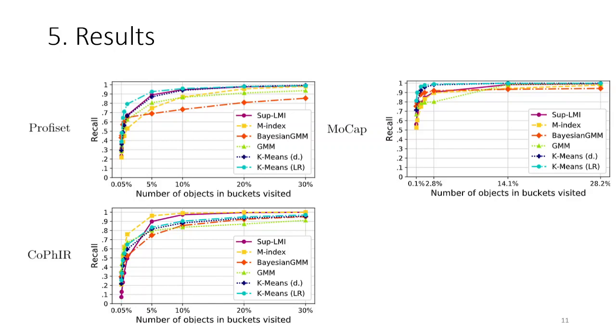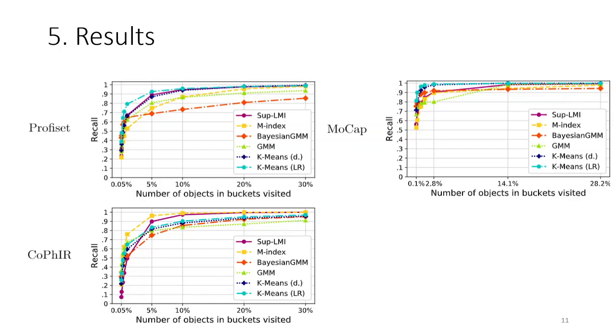Hence, this graph shows the quality of navigation, where we want to be able to find the most similar objects for as little navigation. So we want the line to be positioned close to the top left corner. As you can see in the Profiset dataset, both of the k-means based models were able to outperform M-index and outperform or match the supervised LMI.